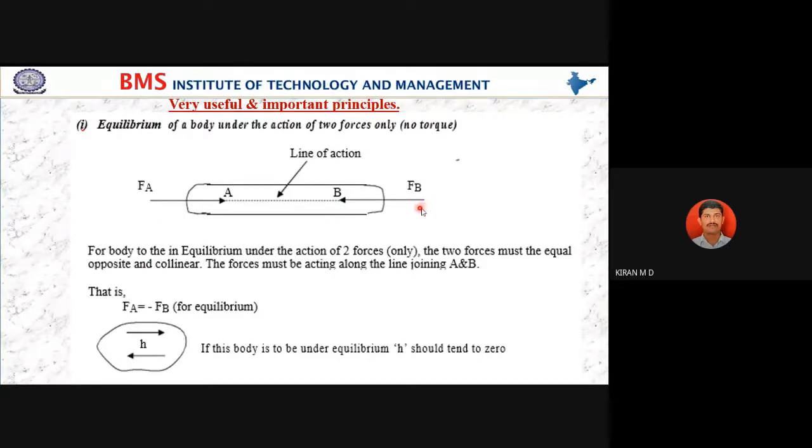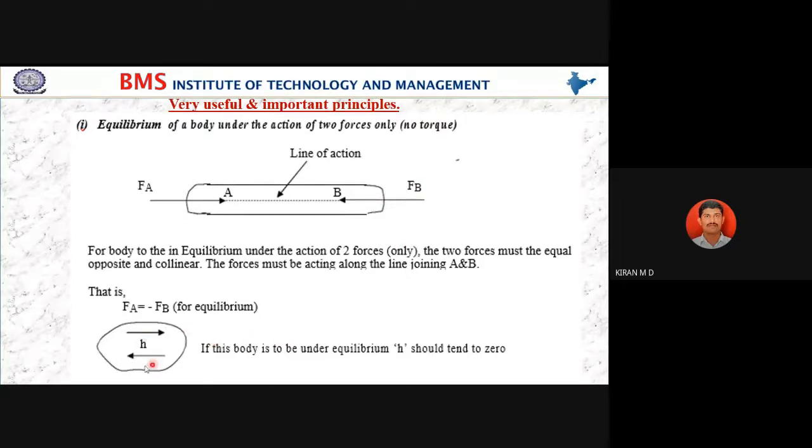Because see here, if there are only two forces, and we have one force here and another force in the same direction, it will not meet the equilibrium condition. That is the reason the forces should be in the same line, or collinear, and the direction is opposite. The forces must be acting along the line joining AB. So now Fa is equal to minus Fb.